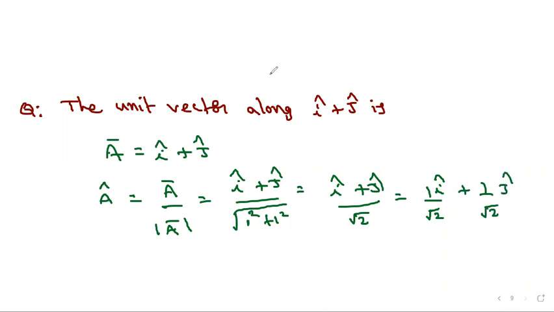Okay, so this will be the direction of the given vector. That's what they are asking. Unit vector or direction of the vector, both are the same.